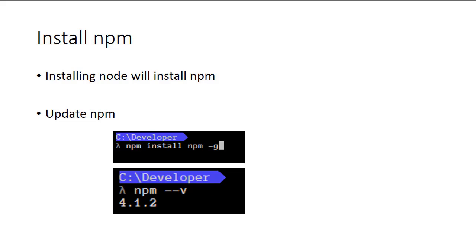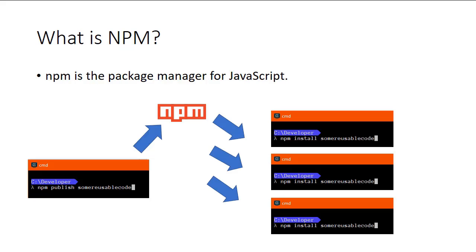So you've installed Node, it comes with NPM, and you update it. But what is NPM and how do we use it? NPM stands for Node Package Manager. It is a node package that allows you to manage packages, either publish or consume. So let's say we've got some reusable code that you think is pretty cool and the rest of the world, or at least your team, should see. You say npm publish some reusable code.